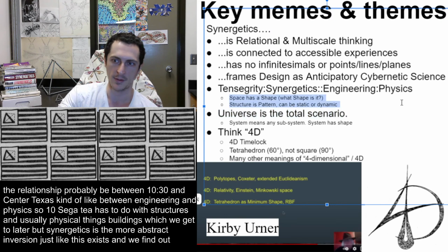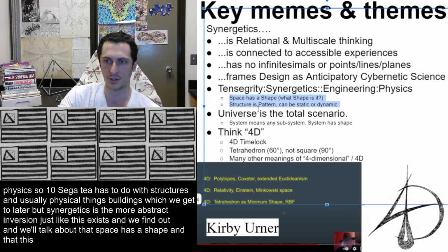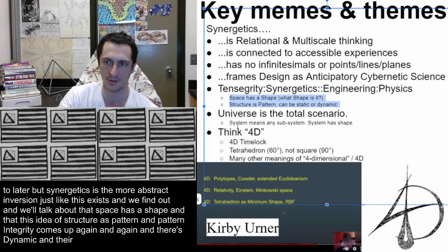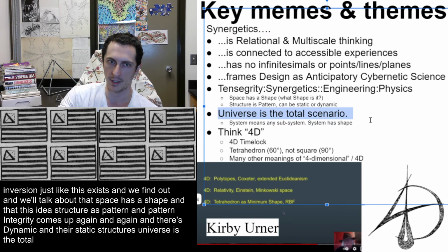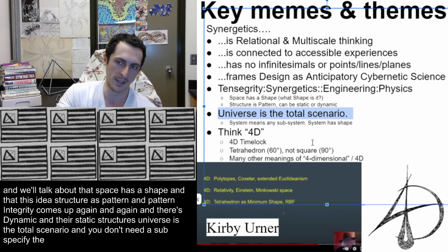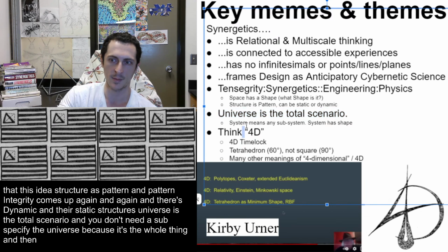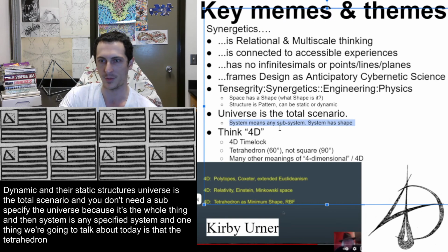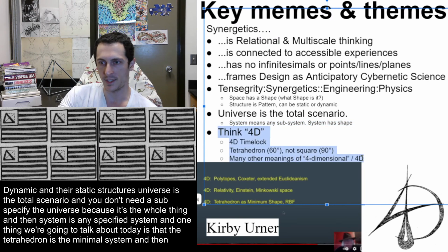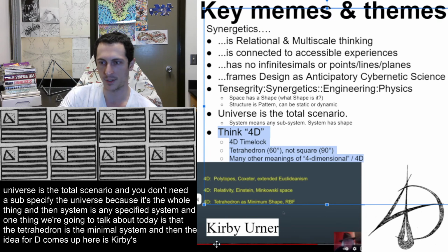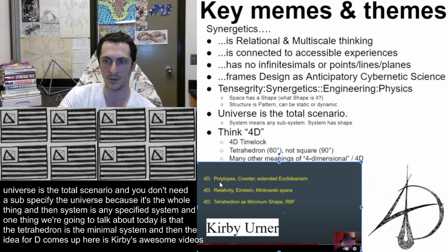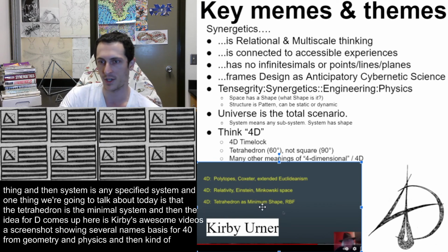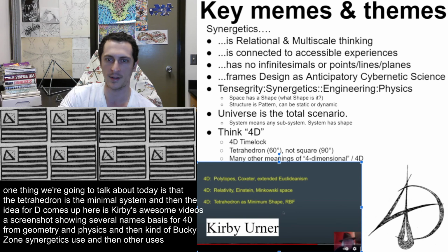And we'll talk about how space has a shape, and that this idea of structure as pattern and pattern integrity comes up again and again, and there are dynamic and static structures. Universe is the total scenario, and you don't need to sub-specify the universe because it's the whole thing. And then system is any specified system, and one thing we're going to talk about today is that the tetrahedron is the minimal system. And then the idea of 4D comes up. Here's Kirby's awesome videos, a screenshot showing several namespaces for 4D from geometry and from physics, and then Bucky's own synergetics use. And there are other uses of 4, and I think 4 will come up a lot today.